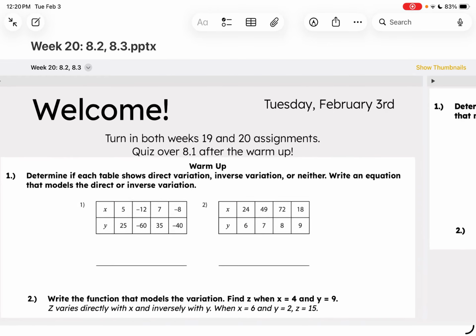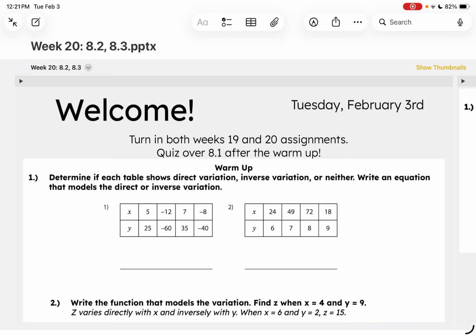Hey everybody. I did not think we would have to do this again this week, but here we are.